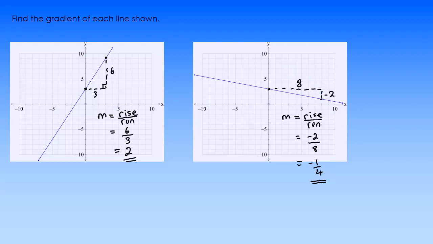Now when a line slopes downwards like this, going from left to right, the gradient is always negative, so that's a little check that you've got it right, that we can see this is sloping downwards and we would expect a negative gradient.